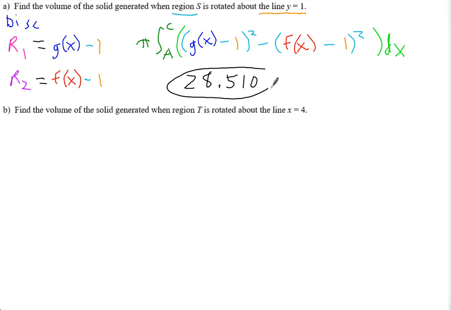That's our volume. And then if you want, you can put units cubed to remind yourself it's volume, but you don't have to. All right, and now let's do the same thing on the Inspire.